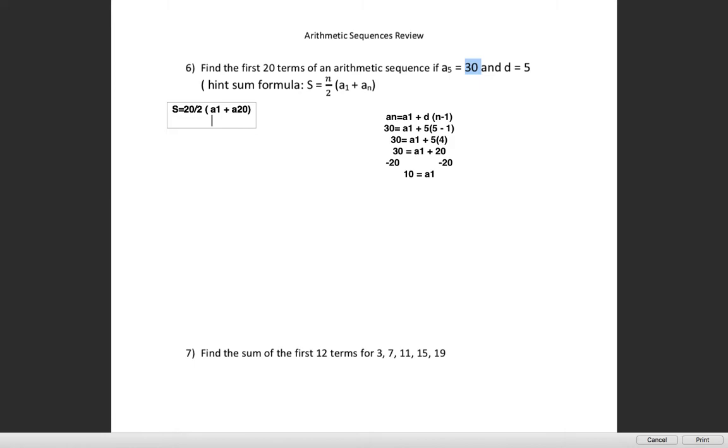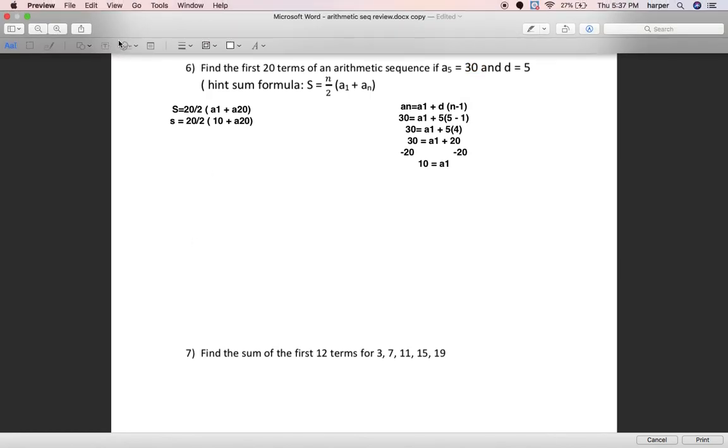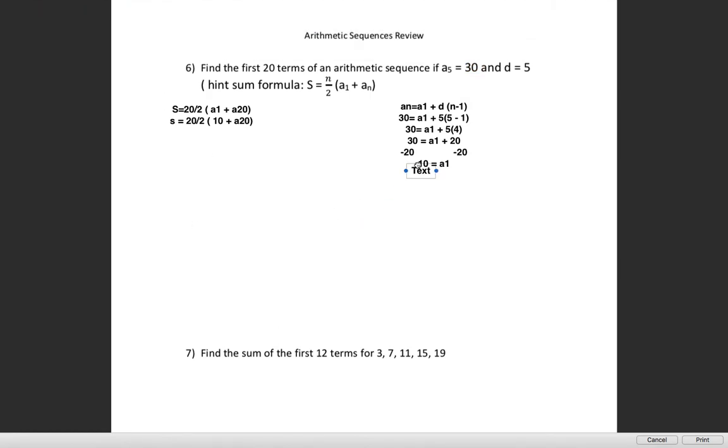Now we can plug in: S equals 20 divided by 2 times a1, which we now know to be 10, plus now we just need to find that last little guy, which is a20. So why don't we use this formula again? You're thinking, wow, that's a lot of times we're going to use this formula. Yes, it is. Let's use it again to find this last term, a20.